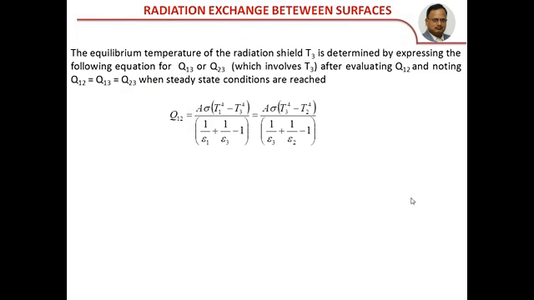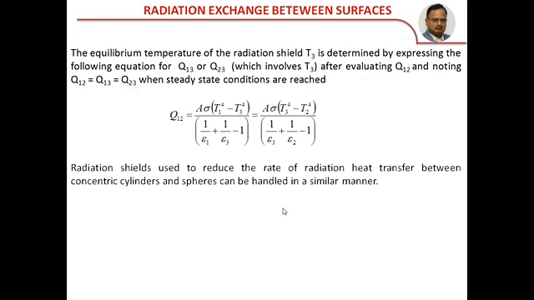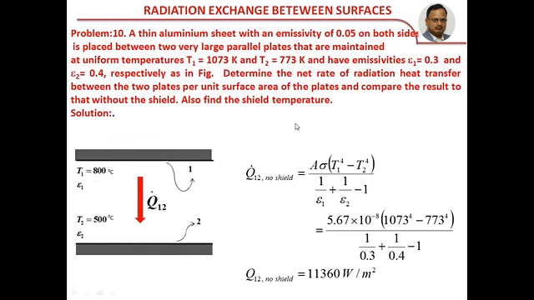Now if you want to determine the temperature of the shield in between, we will just do it by equating the energy flow. Q13 is equal to Q32 under steady state condition. By equating these two heat transfers, you will get the value of T3. Epsilon 3 represents the emissivity of the shield. Epsilon 1 and epsilon 2 are emissivities of the plates. The same way you can treat the heat transfer between concentric spheres and cylinders also.